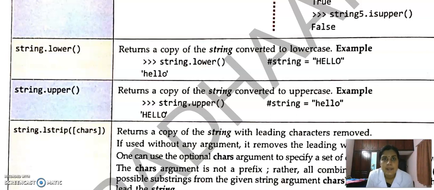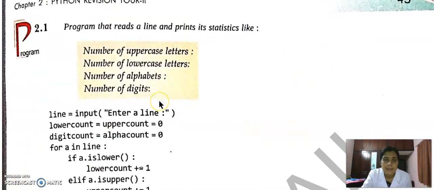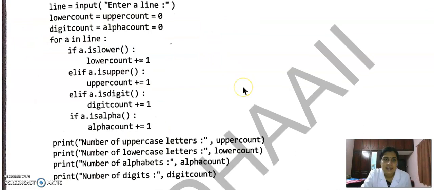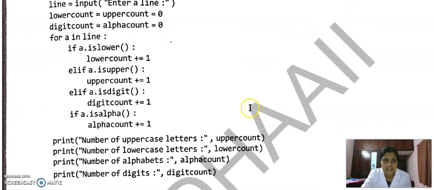string.upper means if our string contains small letters, then they are converted to capital. So here the output is capital HELLO, and here small letter hello. So there are so many methods you can use in this program. Here is a program that reads a line and prints its statistics like upper count, lower count, alphanumeric, etc.